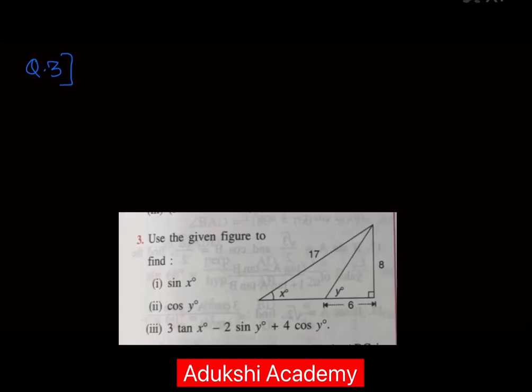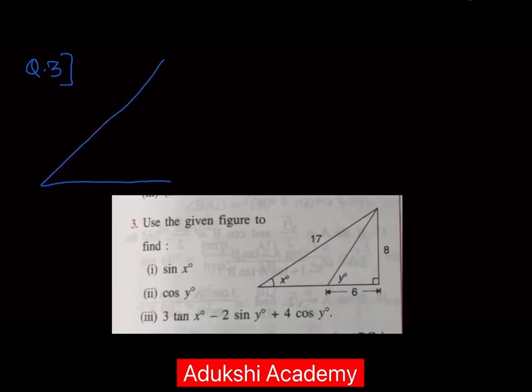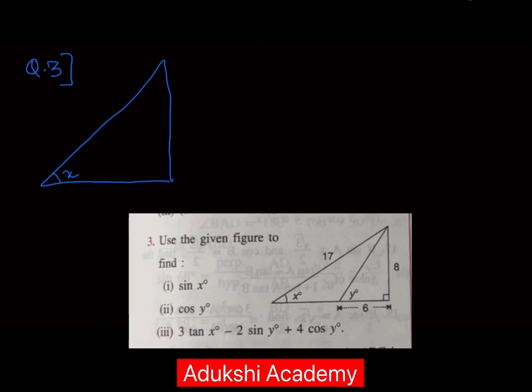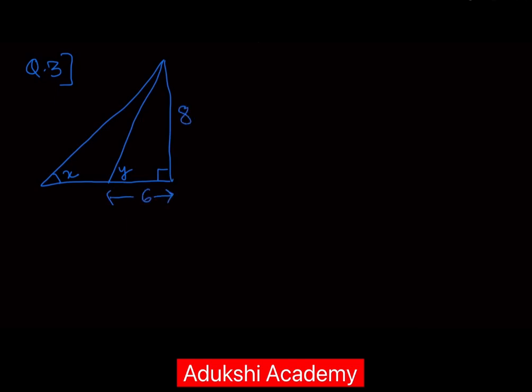In question 3 also you have been provided with some figure, right angle triangle. Angle x is a reference angle. Again one triangle is there. Here y is also one reference angle. Here this angle is 90 degree. This side is given as 6. This is 8, and this side, that means hypotenuse, as per the big triangle, the side opposite to 90 degree is hypotenuse. So you can say that as per big triangle, hypotenuse is 17.